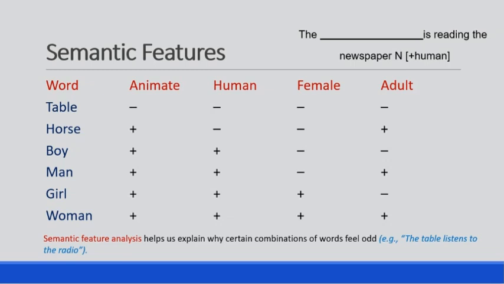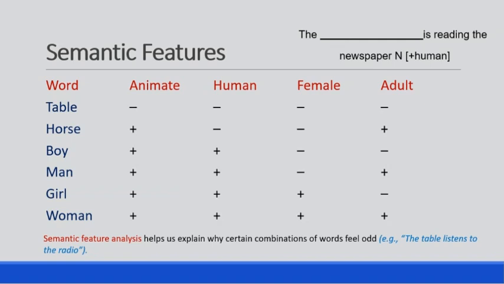And some things have adulthood. The boy is animate, human, not female, and not adult. Boy is young. A man is animate, human, not female, and adult. Girl, you can see there: animate, human, female, and not adult. A woman is both, three all.